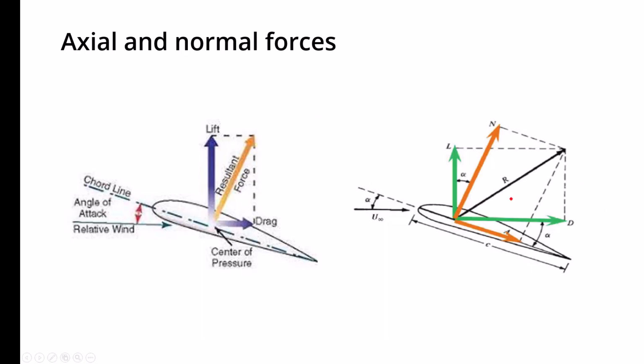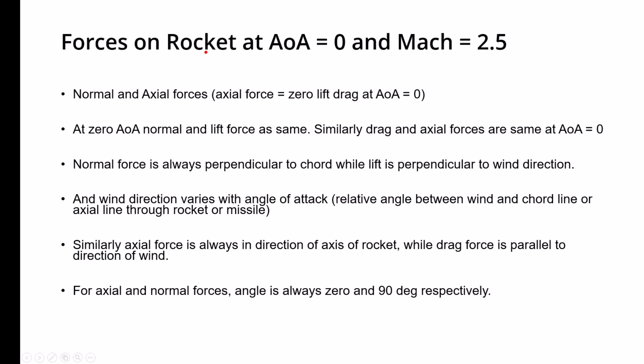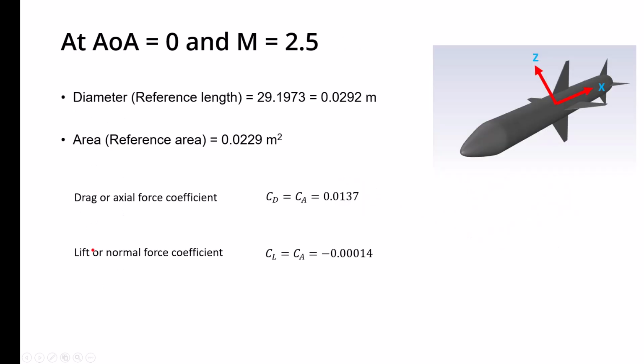Okay, this is the definition again on the aerofoil about the different types of forces. There is a discussion about them here, some discussion more here. Formulas about the drag, lift, axial force and normal force, and then the results. So results we have at angle of attack 0 and Mach 2.5. CD and CA, which are the same in this case, at angle of attack 0. So its value is 0.0137 and CL is minus 0.0014.